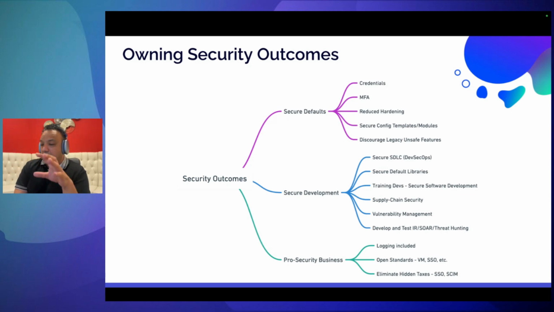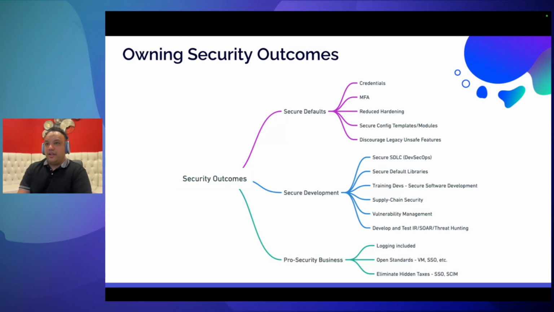When it comes to secure development, you'll see that these are all the good things that I keep talking about, right? I talk about this pretty much all the time on LinkedIn or Twitter or wherever. I talk about this quite extensively, Secure SDLC, which is basically, in my view, DevSecOps, right?